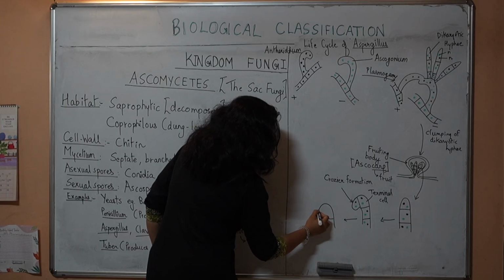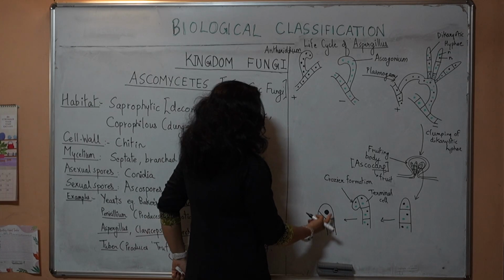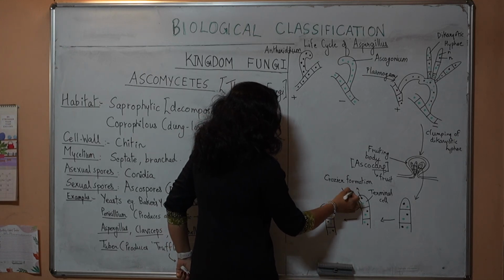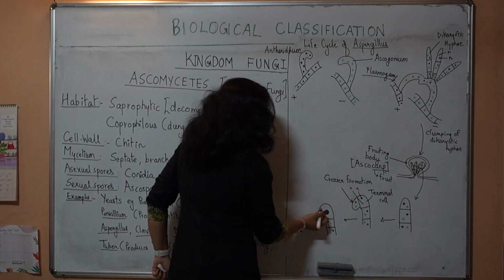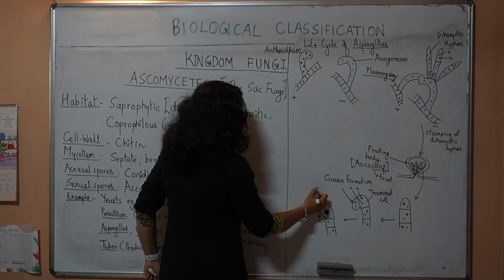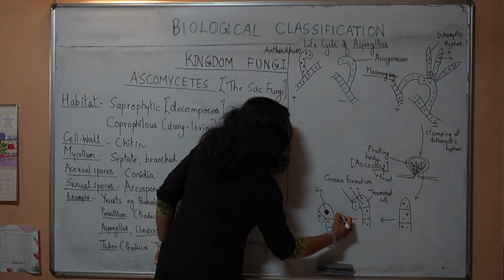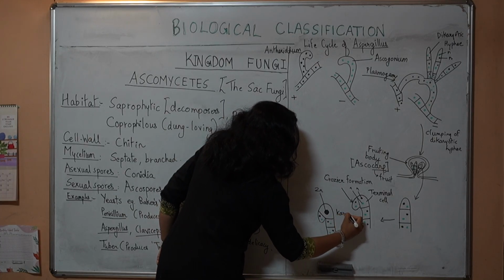What is with the terminal cell? Let's find out. See what has happened in the terminal cell. Both the N and N nuclei of this terminal cell have fused together to form one nucleus that will be a 2N nucleus. So finally in this terminal cell we can say that karyogamy has happened.